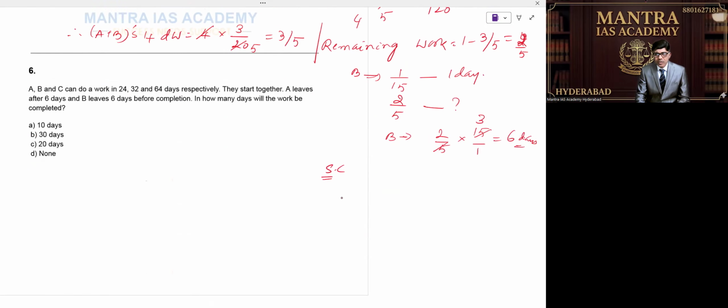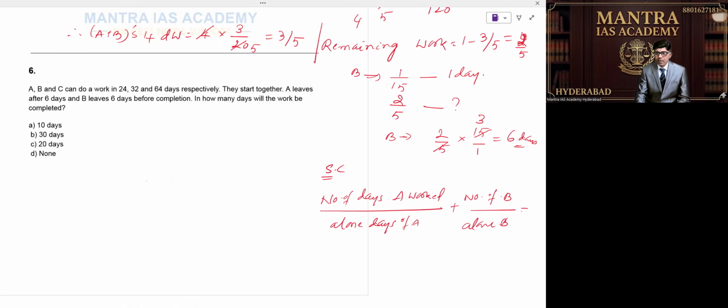Number of days A worked by alone days of A, plus number of days B worked by alone days of B, is equal to 1. Same style: number of days B worked by alone days of B is equal to 1.